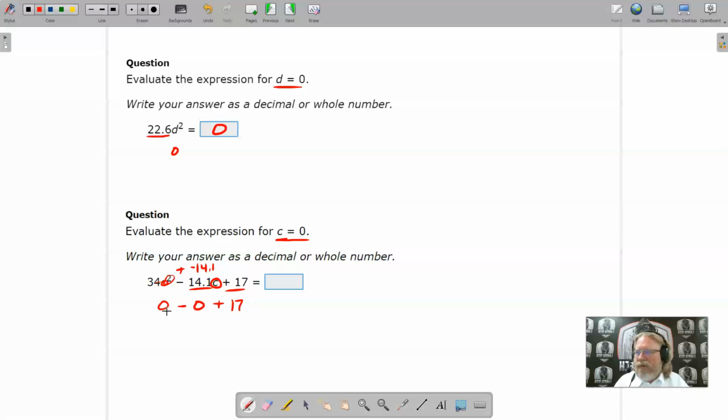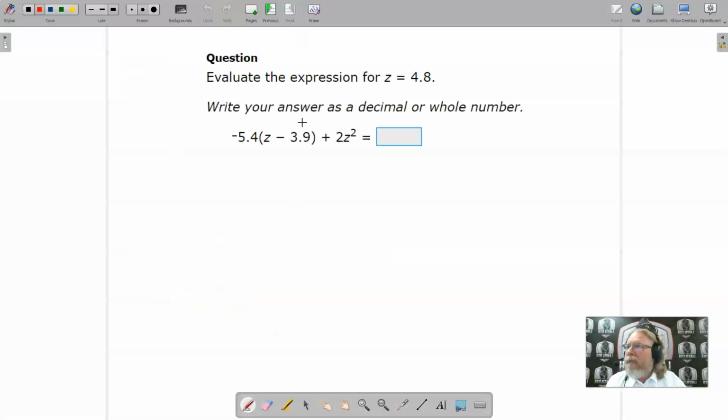We got a couple zeros. 0 minus 0 is 0. Plus 17 is going to equal 17. So if I erase all of this here, hopefully you could look at a problem like this and realize right away this term's going to be 0 and this term's going to be 0, leaving me with nothing but 17. And 17 would be your answer.